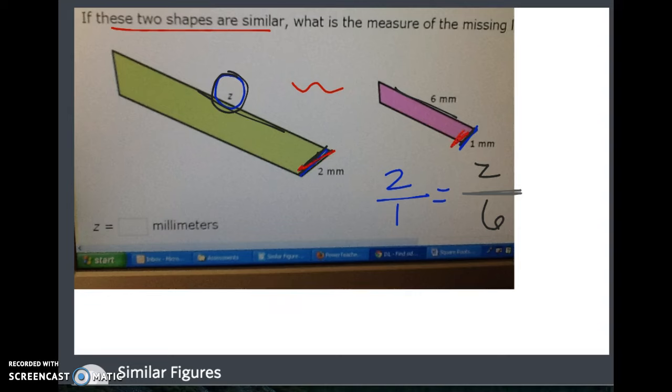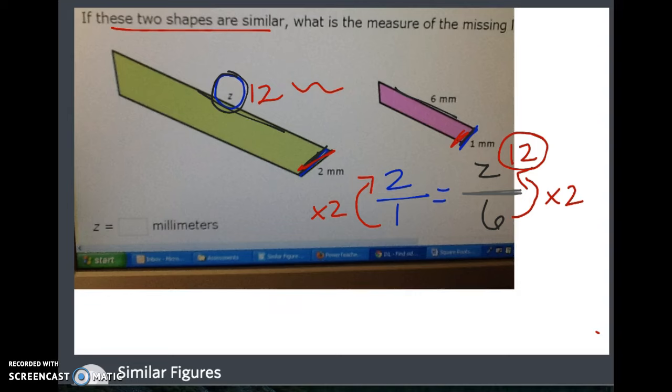Like I told you guys, I always like pointing towards what I'm trying to find. I'm trying to find Z, so I'm going to do that here. So I think, how do I get from 1 to 2? Well, times 2. From 6 to Z, I need to do times 2, which is 12. So Z should be 12.